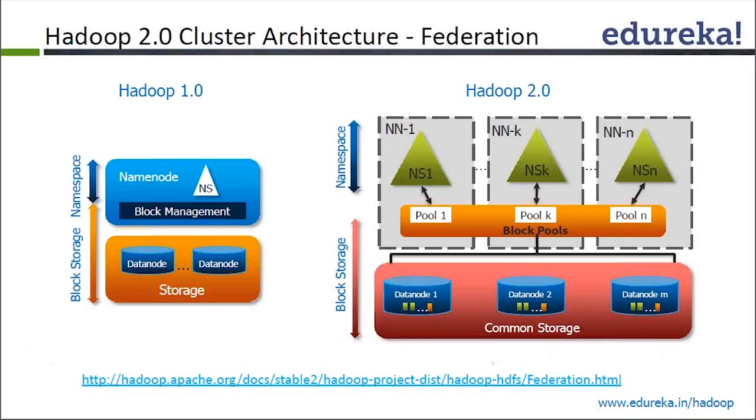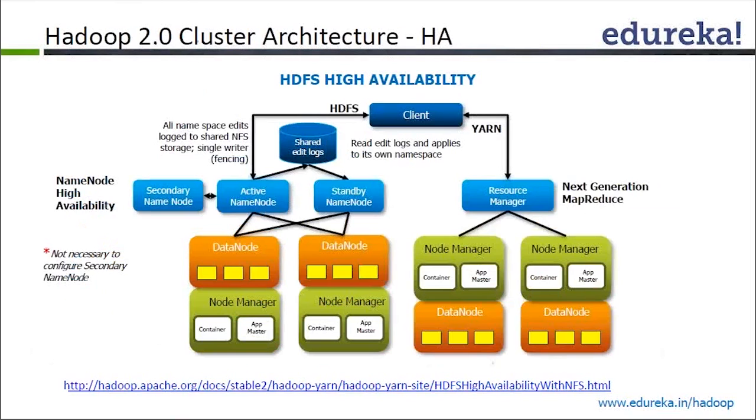So now, as you can see here, different blocks of the data will be managed with the help of the multiple name nodes which you are going to have inside the cluster. Now that we understand the federation aspect of the name node, let's switch over to understand the availability of the Hadoop 2.0 architecture.